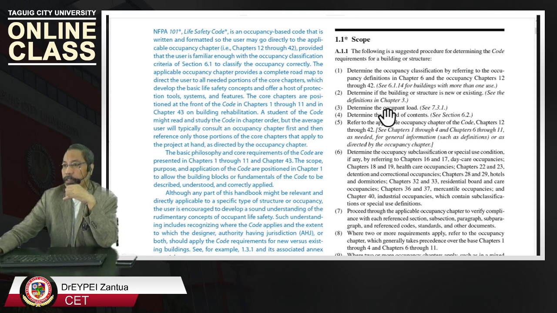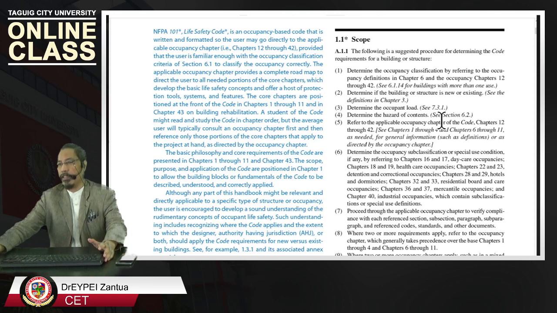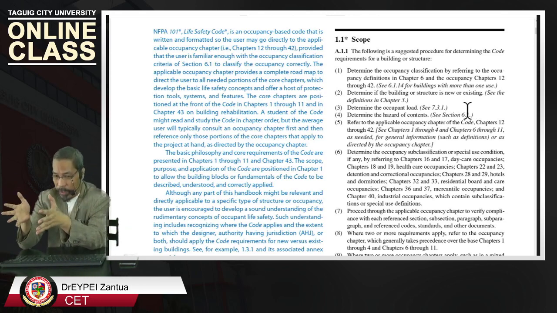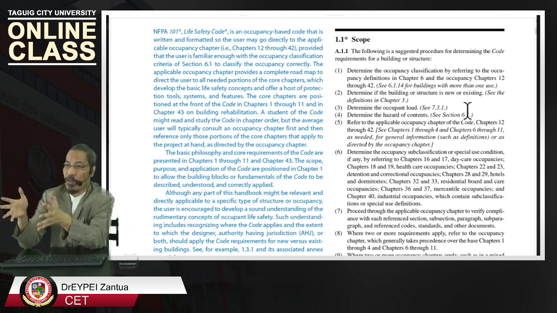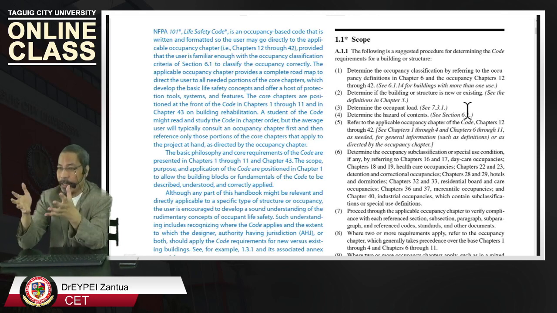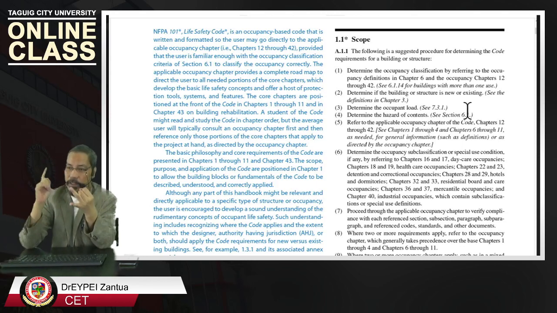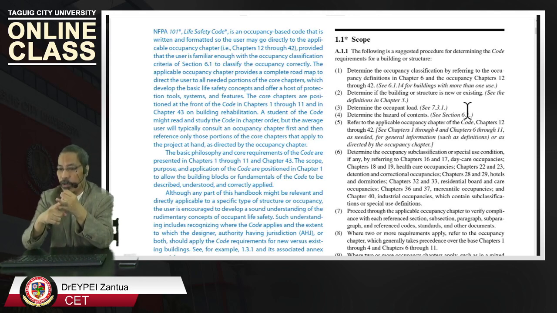And number 3, determine the hazard contents. Okay? And determine the occupant load. So that's why the occupant load factor is very important, because the occupant load is very important to be able to classify what factors we have to use in designing a system. Okay? So, occupancy classification, there are several categories. Then, new or existing, then occupant load.